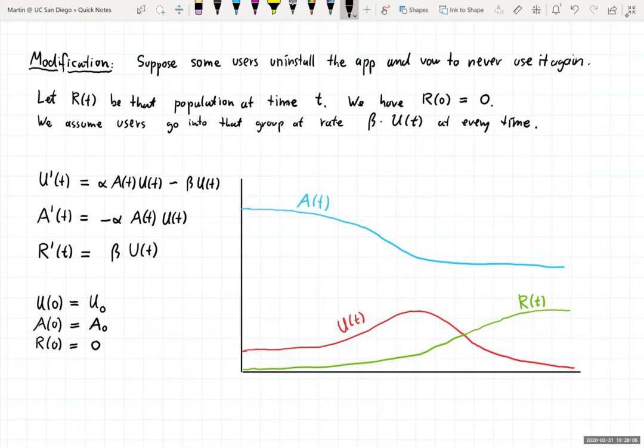But at some point, the growth from the available people who have not yet installed the app can no longer compensate the loss of people who are uninstalling the app. So at some point, U of t is going to go down again, and it's going to experience exponential decay. Whereas throughout the entire time, the number of people in the third group, R of t, sees exponential growth. And essentially, as U of t goes down again, this growth flattens down. So in fact, R of t experiences something similar to the logistic differential equation.